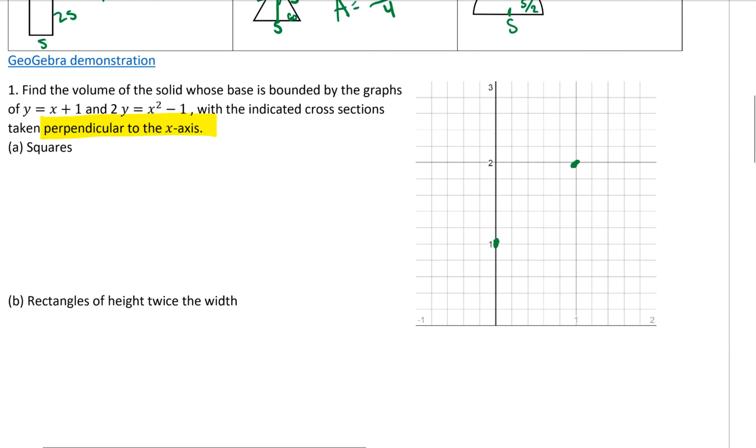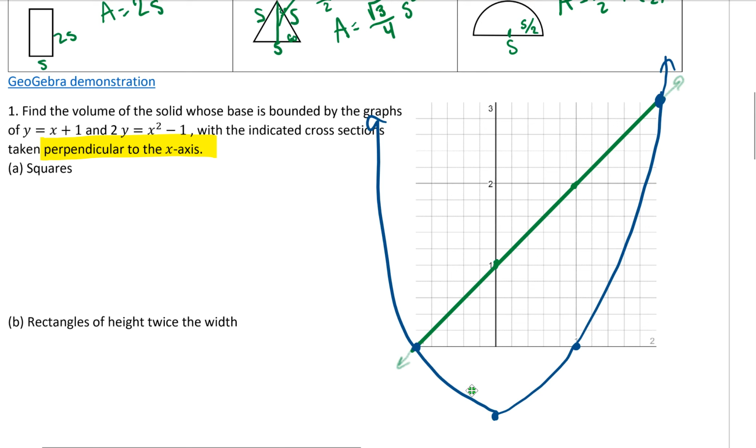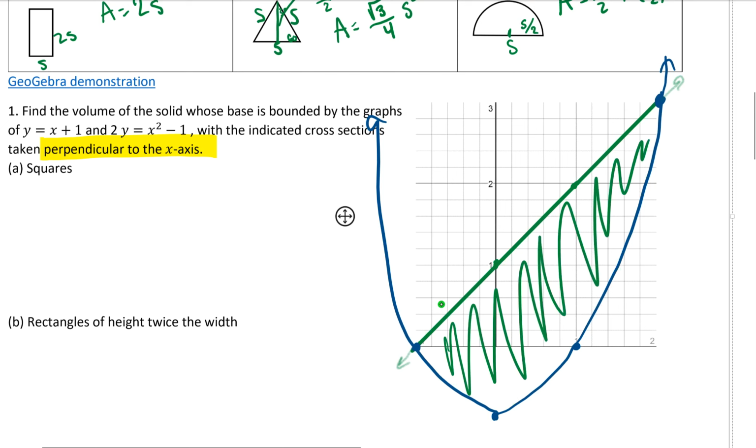I'll be right back with my graphs. Okay, so I had my graph. Sorry, I had to go off of the axis. I wanted to zoom in, and I zoomed too far. Anyway, this is the shape of the thing that we have, and it's all enclosed right there.